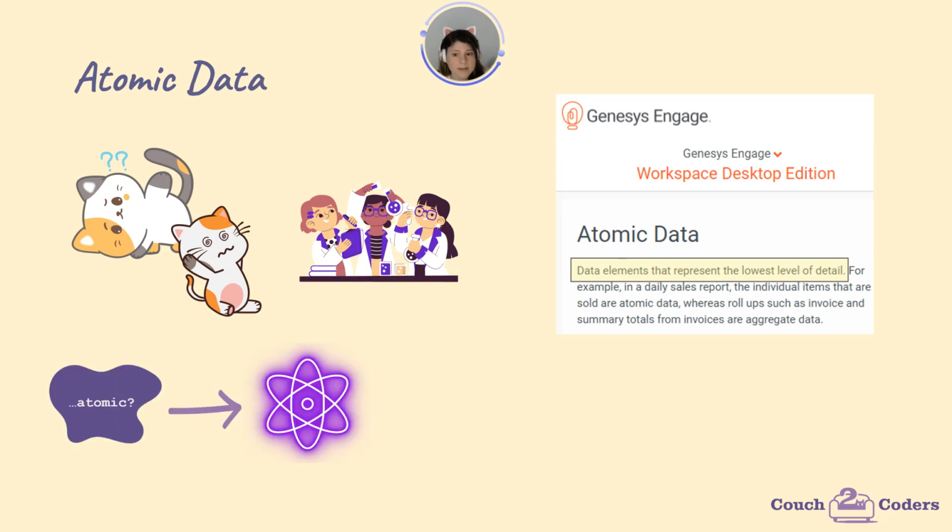So for atomic, we can think of an atom. And if you remember back in your early high school days or elementary, depending where you were, an atom is the lowest, smallest unit of matter. So when we say atomic data, we mean smallest unit. And in Couch to Coders, what I like to call it is the level of data, because atomic data sounds kind of confusing to me and too fancy, and I think the level of the data makes more sense to me.